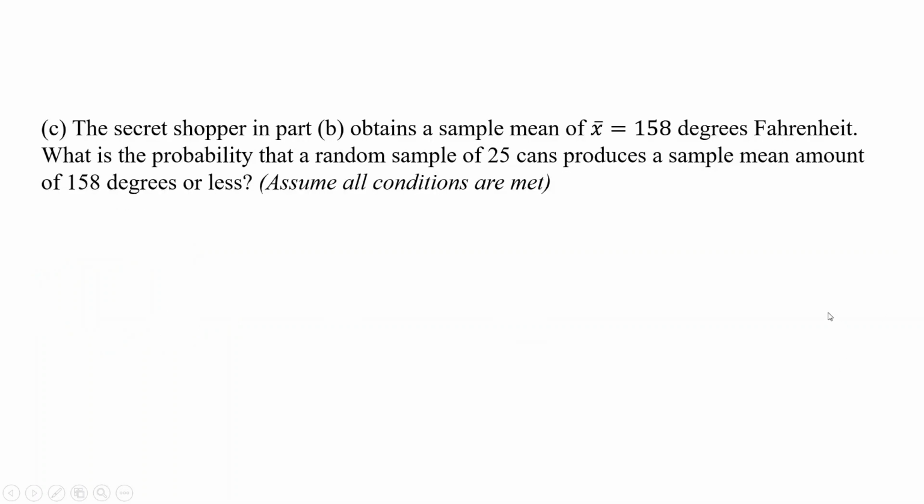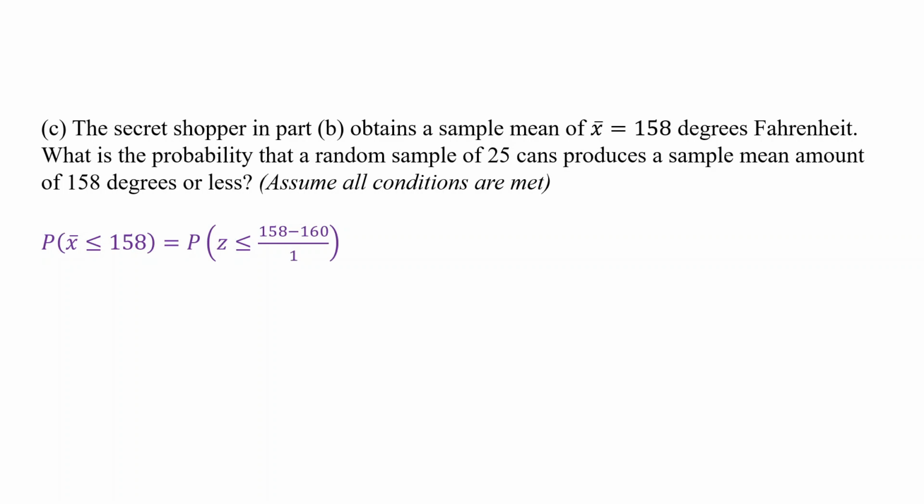So part C, the secret shopper obtains a sample mean of 158 degrees Fahrenheit. What is the probability that a random sample of 25 burgers produces a sample mean of 158 degrees or less? Okay. And again, assume all conditions are met. In a true inference problem, we would want to check all the conditions and do everything we just did in the problem before this. But let's just focus on finding the probability here.